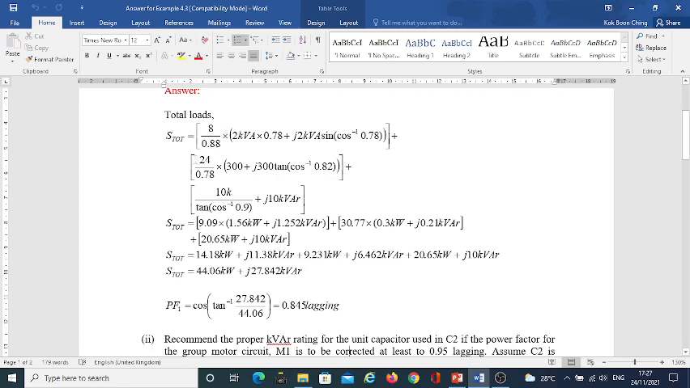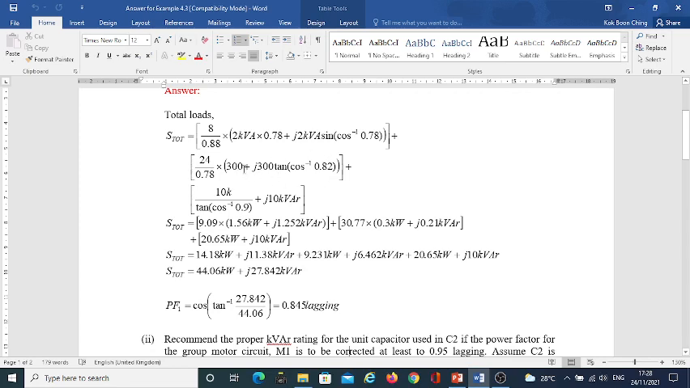So M1 consists of 8 units of the motor, and M2 has 24 units, and of course this one is for the L1. Let's say we go for the 8 units. Each unit is 2 kVA, and the power factor is 0.75. In order to find the P and Q, Q is the sine theta, with theta being the arccos of 0.78 here. Same for M2: each one consists of 300 watts.